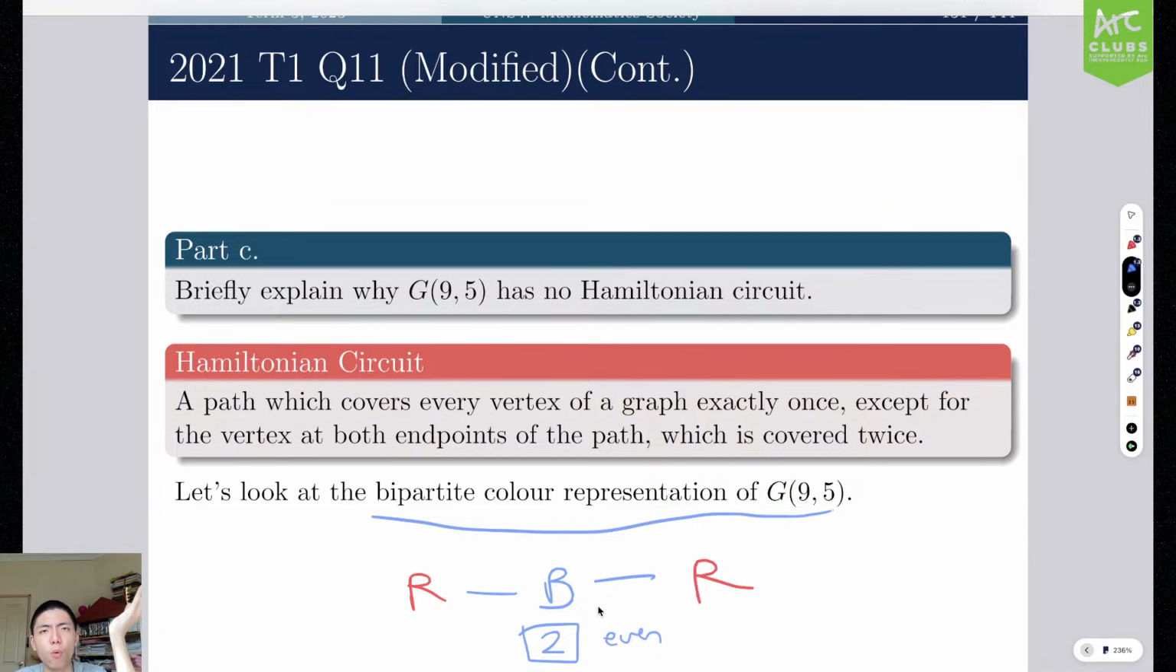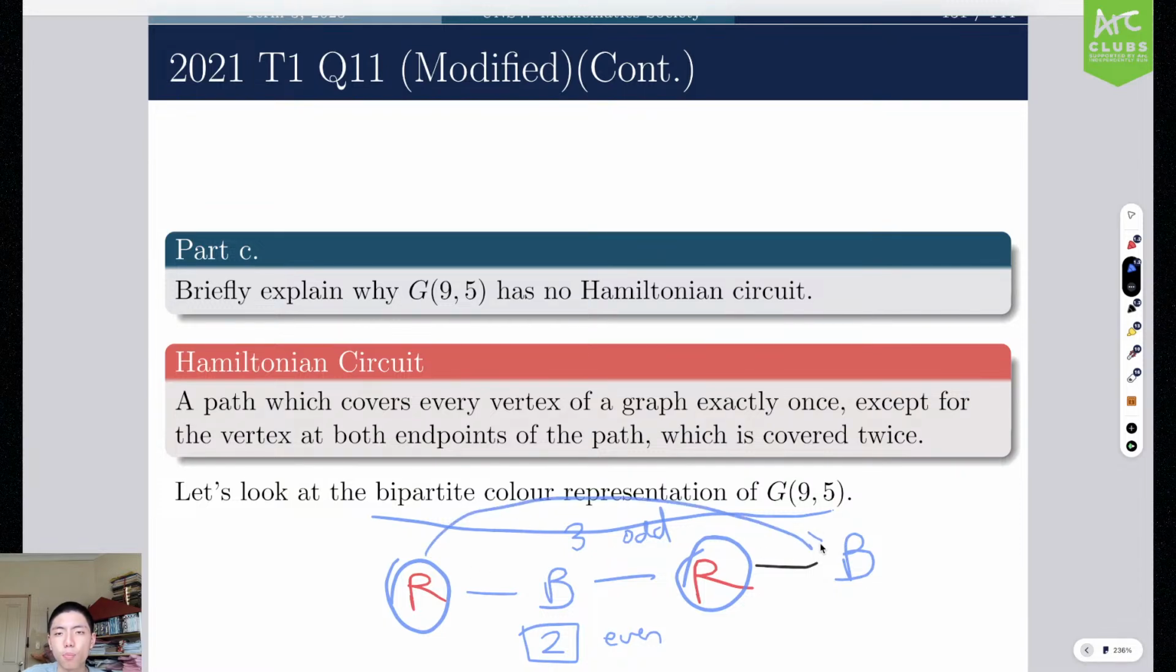Essentially, each time you go from one vertex to another vertex, you need to swap colors, right? Because you're going from red to blue and blue to red. So if you have an even number of edges in between them, then that means that you would end up at the same color. If, however, it is an odd number, so let's extend this to the next one, which is a blue. If you have an odd number of length, so let's say 3, which is odd, then this ends up going from red to blue.